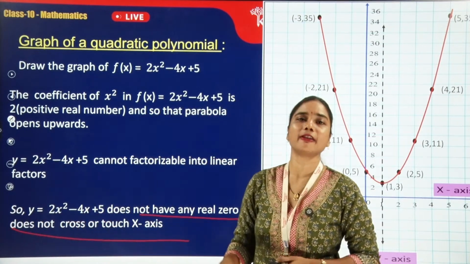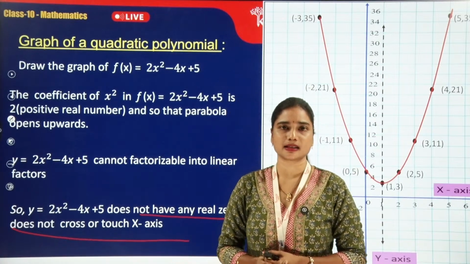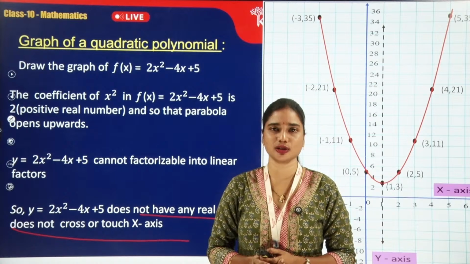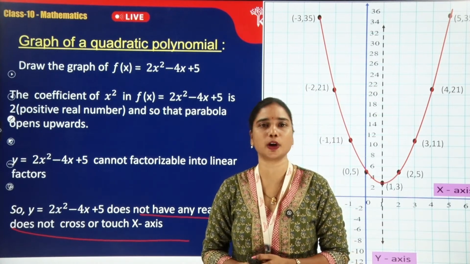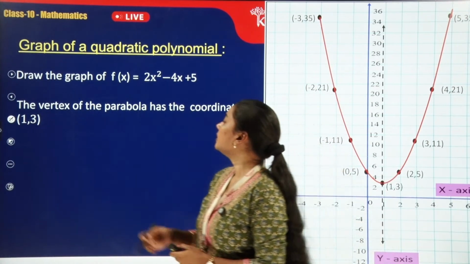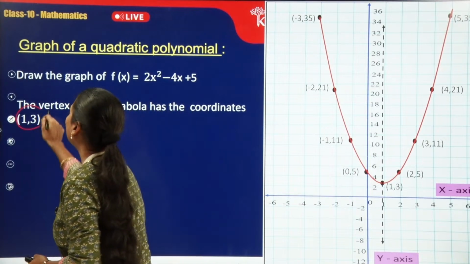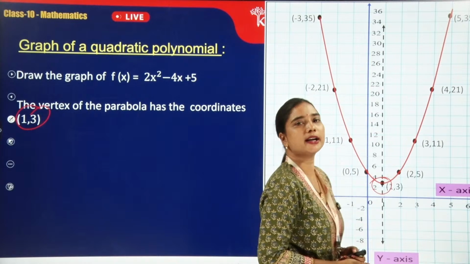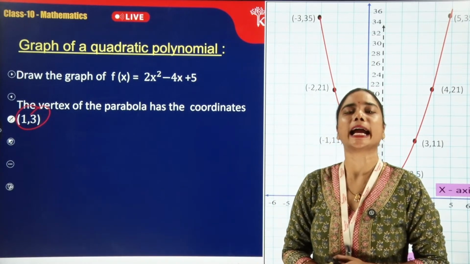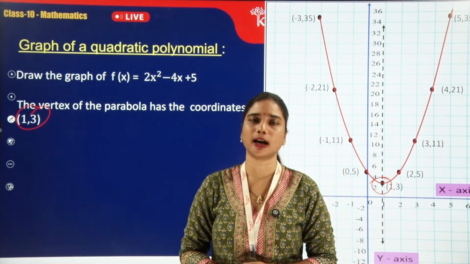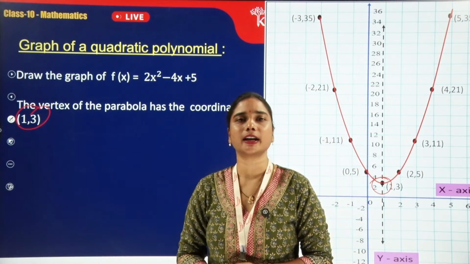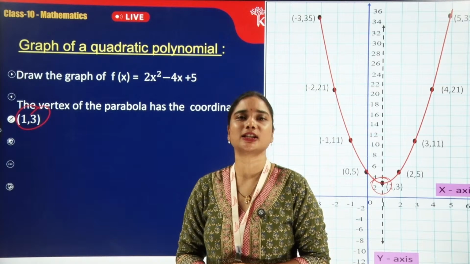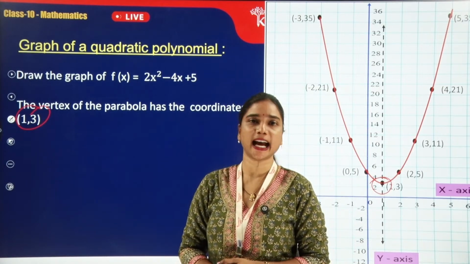It does not have linear factors. That's why we are unable to find any linear zeros of the given quadratic polynomial. And the vertex of the given polynomial is (1, 3). So here we are getting the vertex of the polynomial at the point (1, 3). And after that we have to find the reason why the parabola is not touching or crossing the x-axis.